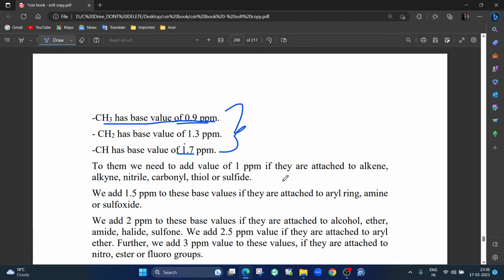Then, if it is next to a carbonyl, or alkene, or nitrile, or alkyne, thiol, sulfide, I know it's tough to remember, but at least 2 things you should remember. Beside an alkene or carbonyl, just add +1 to it, right? And you have to add 1.5 if it has two aryl rings or amines or sulfoxide.